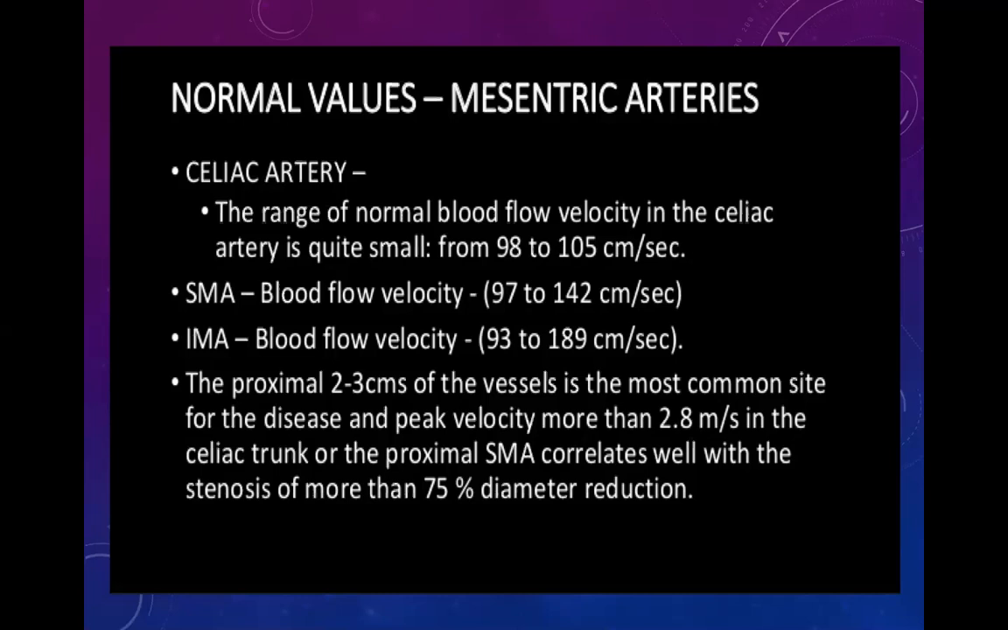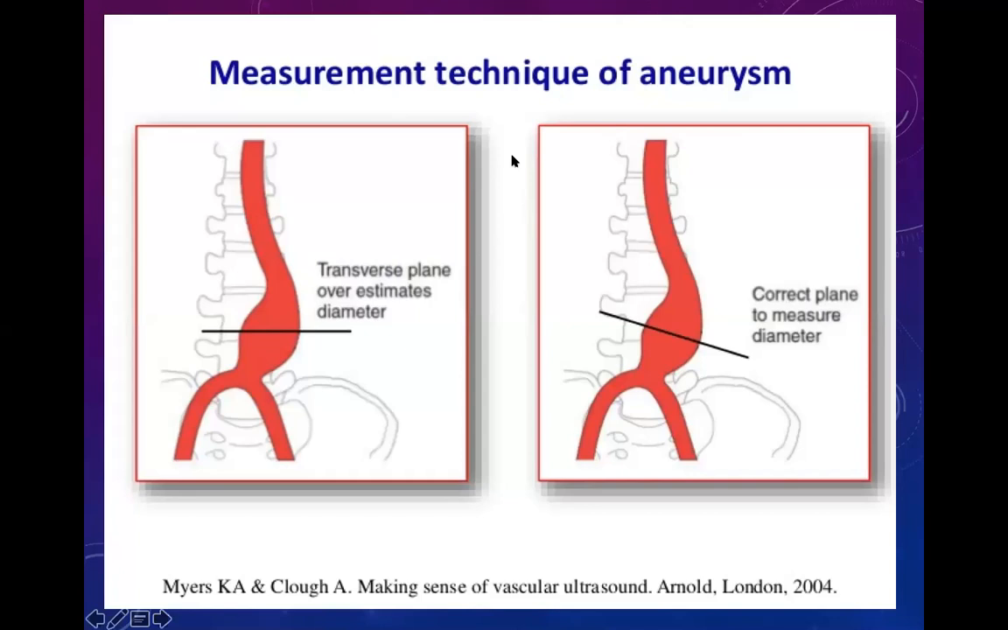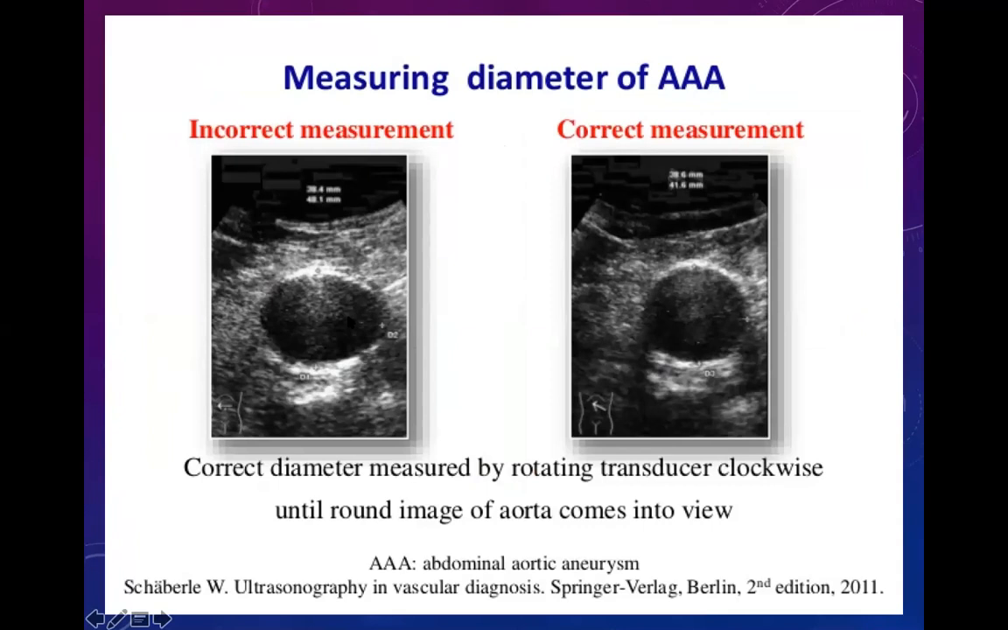Now coming to the aorta, a little bit about just one or two slides about the aneurysms also. The transverse plane overestimates the diameter, so it should be measured like this. So this is the correct plane to measure the diameter. You should not have an oval. You should have a circle to see. This is incorrect measurement. This will not give you the proper estimation of the diameter. You should have a circle if you can for a correct measurement of the diameter.